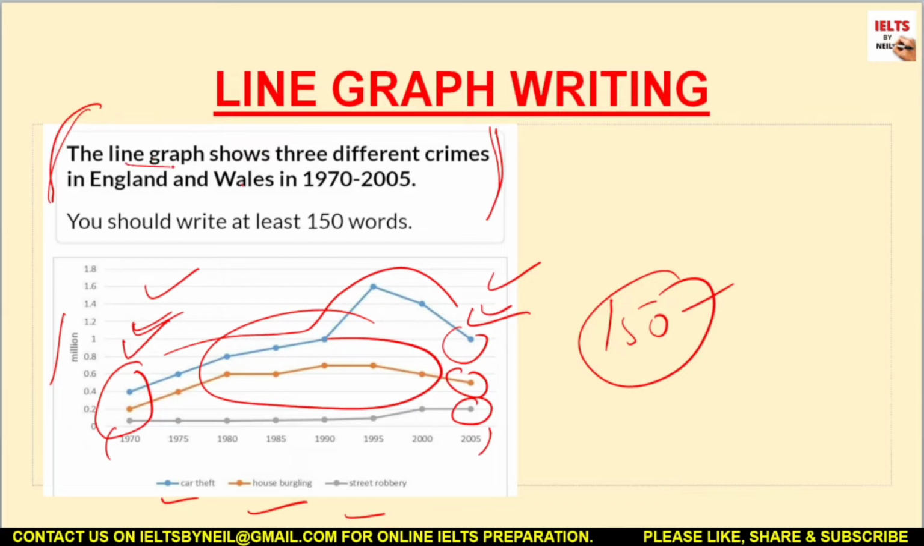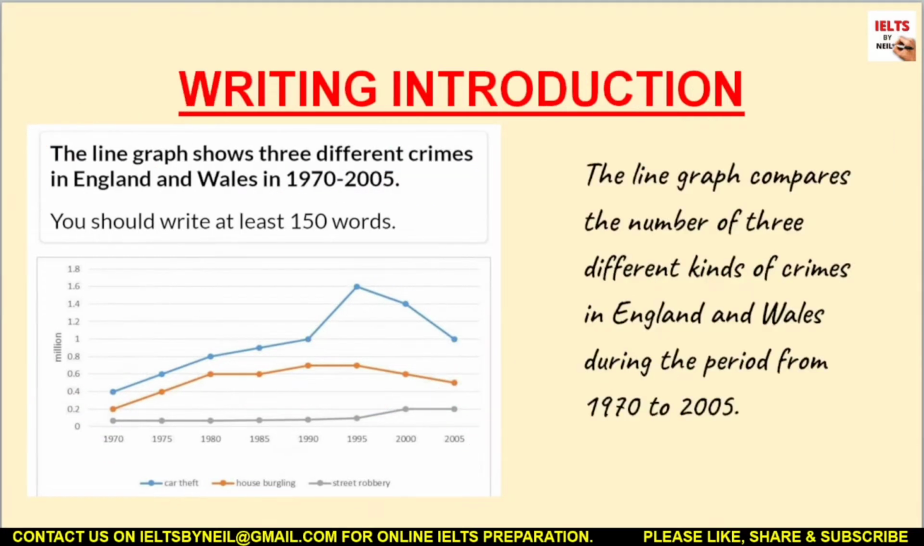So you can say, the line graph shows, illustrates or provides the information on 3 different crimes, 3 different offenses, you can say, or you can leave it at crime, in England and Wales from this to this. Simple, right? So let's see how the introduction will look like.